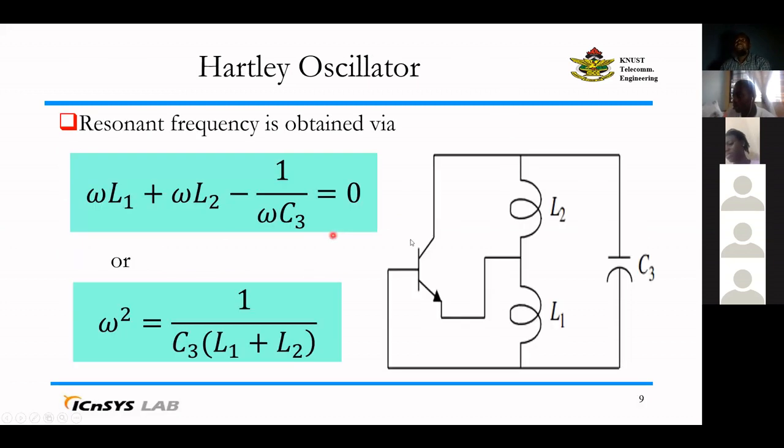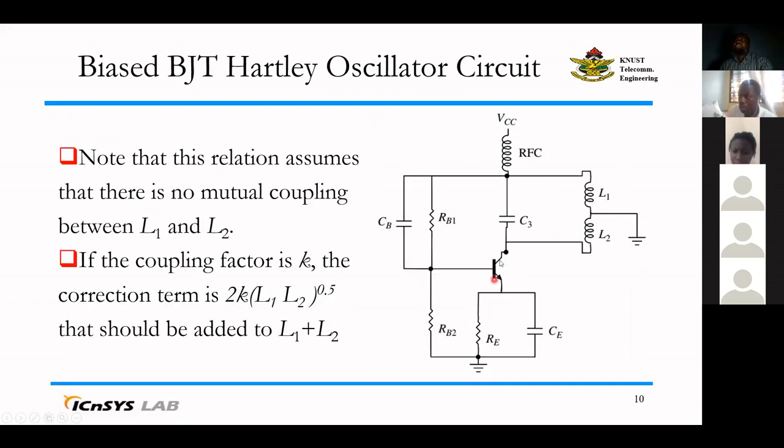Now, you realize that this is an inductor and this is also an inductor. L1 is a self-inductance of L1, and then L2 is a self-inductance of L2, right? But there could be mutual inductance between L1 and L2. This equation doesn't take that into consideration.